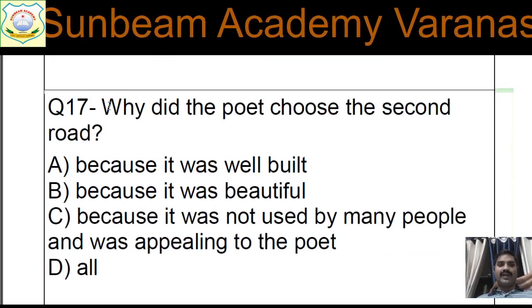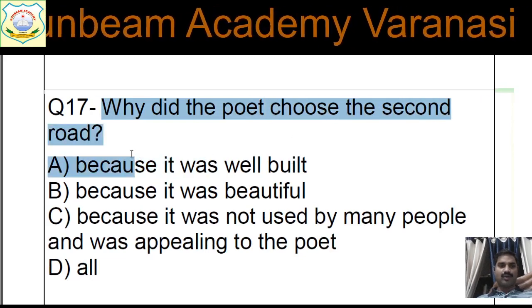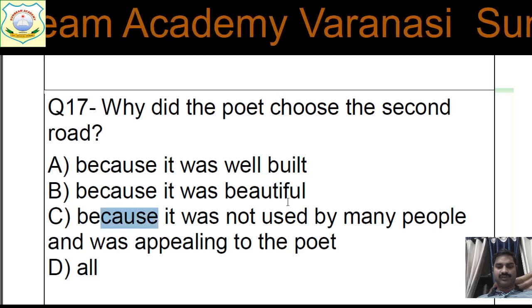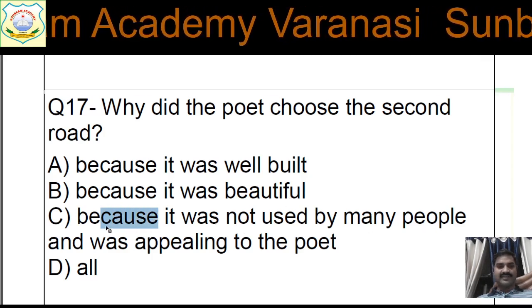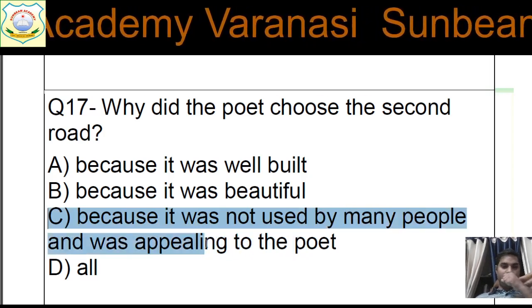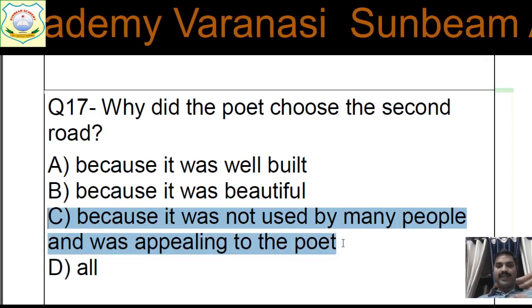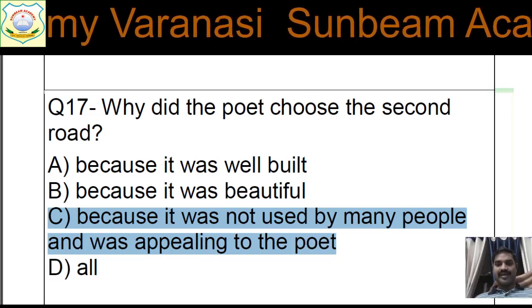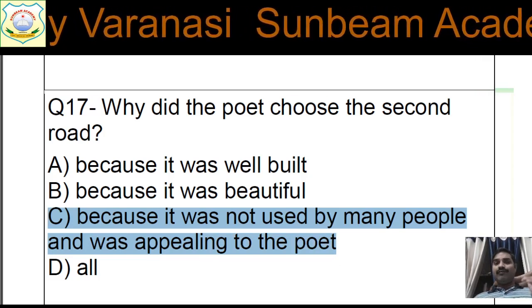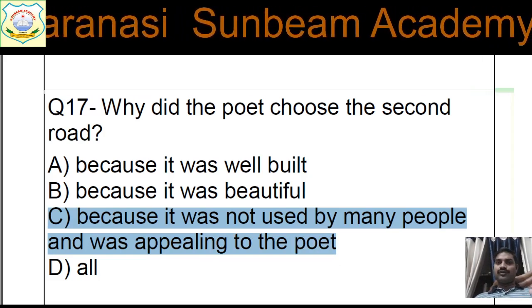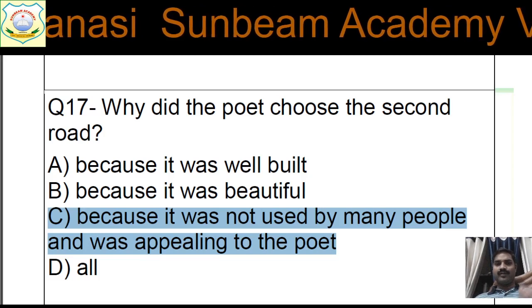17 is, why did the poet choose the second road? Because it was not used by many people and was appealing to the poet. Because the poet wanted to do something new. Those who have attended the classes, if you remember, he wanted to do something extraordinary. So he wanted to use the road which was not trodden, means walked by people.